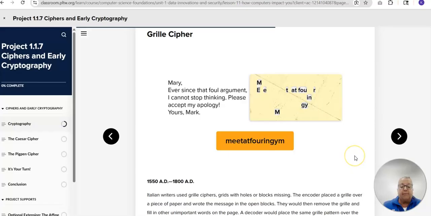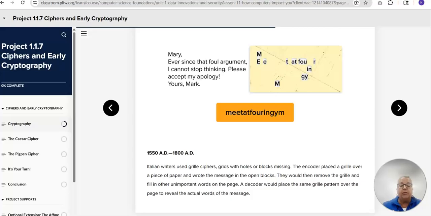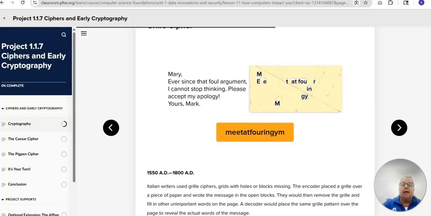They used grill ciphers, grids with holes or blocks missing. The coder placed a grill over a piece of paper and wrote the message in the open blocks. They would then remove the grill and fill in other unimportant words on the page. A decoder would place the same grill pattern over the page to reveal the actual words of the message. Oh, like cutouts. And that's the message. That's cool.